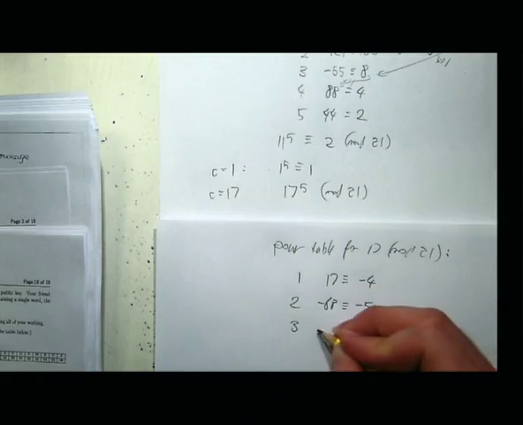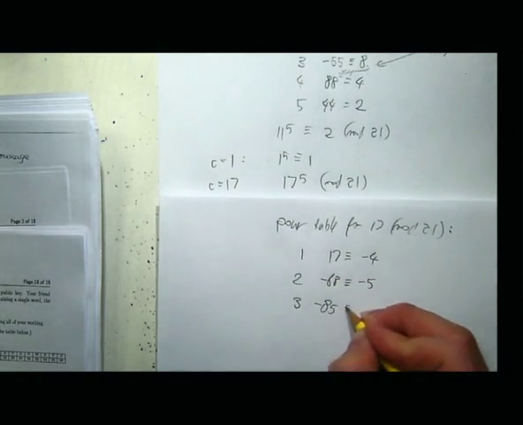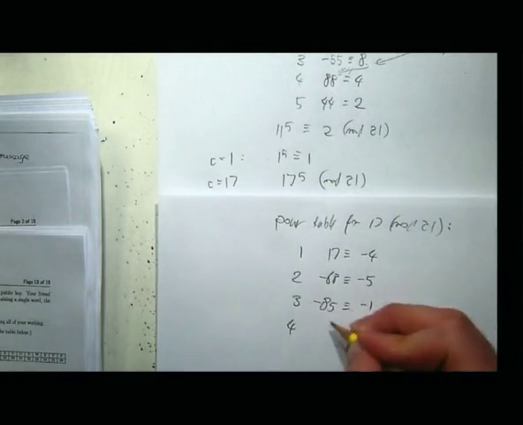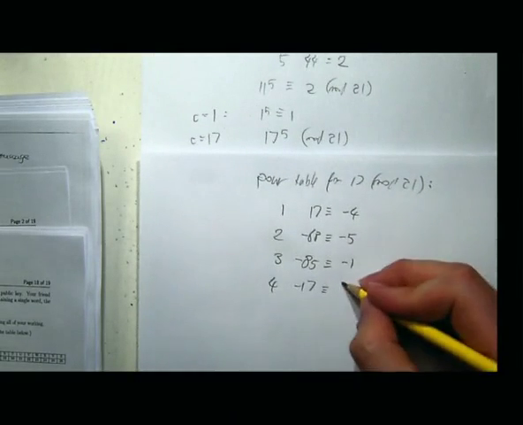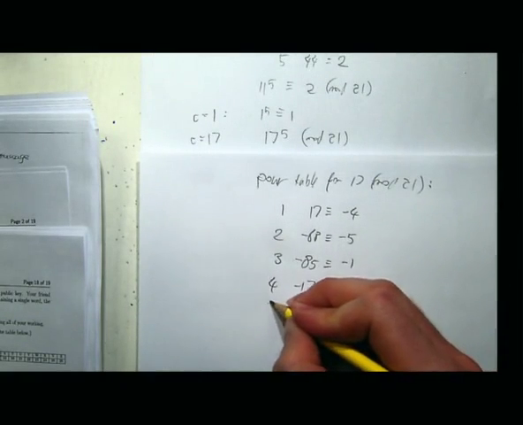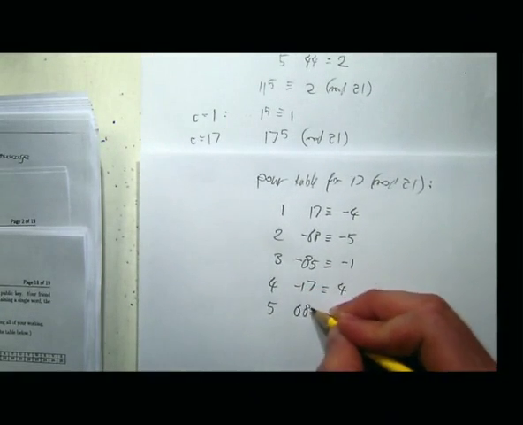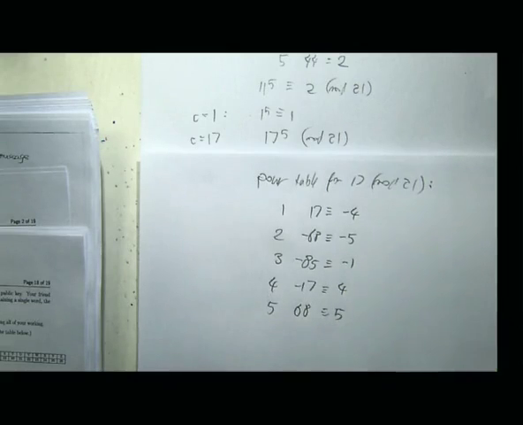We get minus 5, and we times by 17 again, and we'll keep adding 21. So that was 85, by the way. Gives us minus 1, that's kind of nice. So we times by 17 again, and minus 17 would be the same as 4. And then the last one will be 4 times 17, which is 68, which would be congruent to 5.